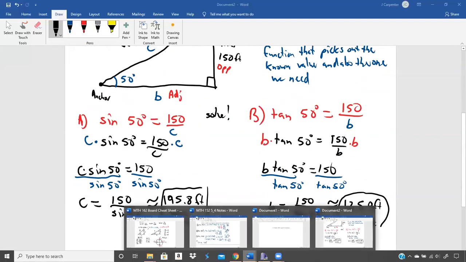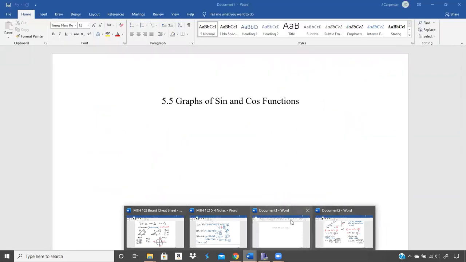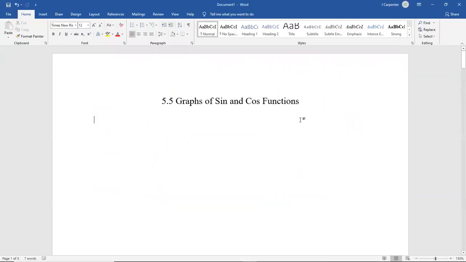All right, again, thank you for the patience there. Now let's go back to 5.5 and give you a second to rewrite that title in case you have to. Graphs of sine and cosine functions.